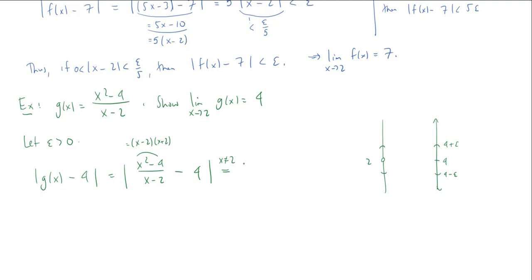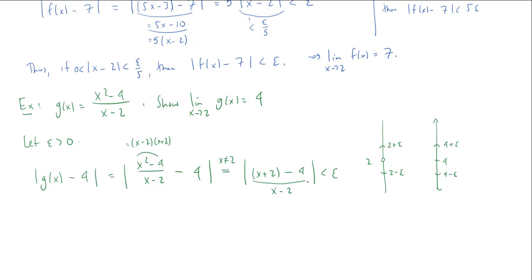So since x does not equal 2, I can cancel the x minus 2's, and I just get x plus 2 minus 4. Of course, this is the same thing as x minus 2. And this is amazing. I'm trying to get g of x and 4 to be within epsilon of each other, and I've shown that that distance is actually just the same as the distance of x and 2. Well, geez, that's just asking me for how big I want this 2 coin to be. And if I want this to be less than epsilon, well, look, I just make this less than epsilon.